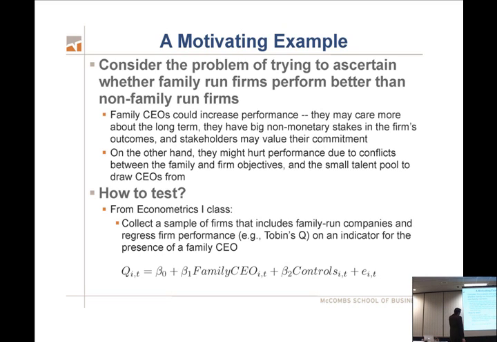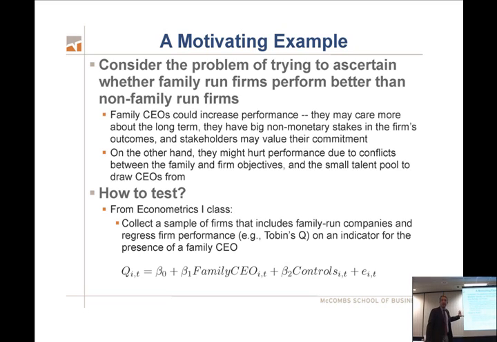Now, if you wanted to test this, if you go back to your first semester or year in grad school and you wanted to test whether family-run companies are better or worse than others, what you would probably do is go out and collect a sample. It would probably be a panel because it's corporate data. You'd have some sort of panel-type data set of companies over time. You would need a performance measure. The big example in the literature, as you all know, probably is Tobin's Q, so a market-to-book ratio of some sort.